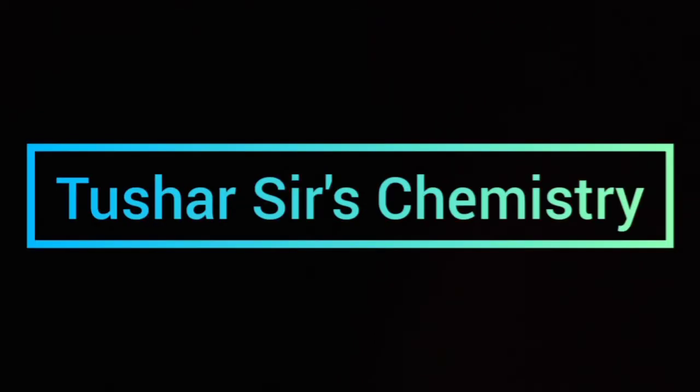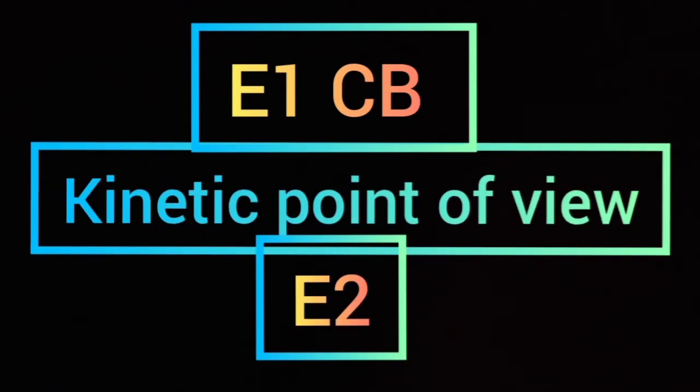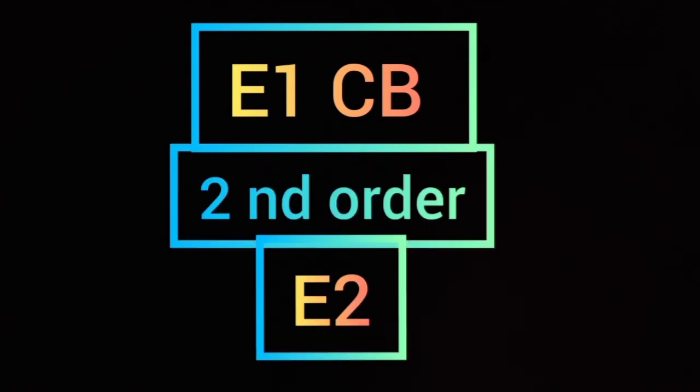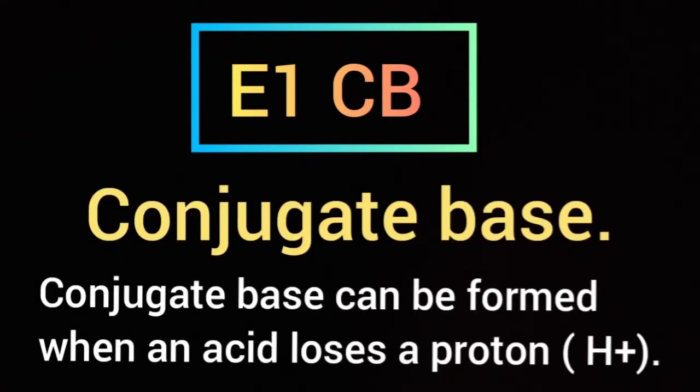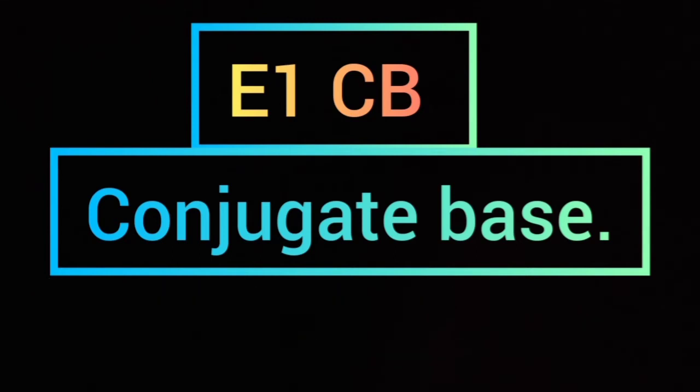In this video, we'll discuss the E1CB mechanism, that is elimination unimolecular conjugate base. From a kinetic point of view, E1CB cannot be distinguished from elimination bimolecular, that is the E2 reaction. Both E2 and E1CB follow second order kinetics. But it is known as E1CB because the reaction proceeds through a conjugate base. It depends upon the conjugate base.